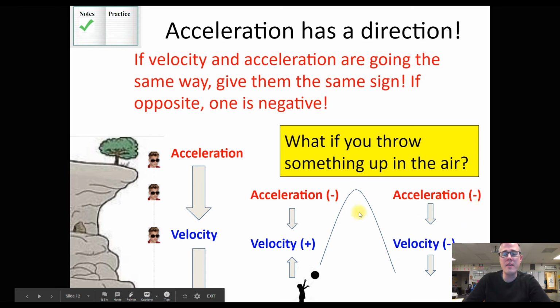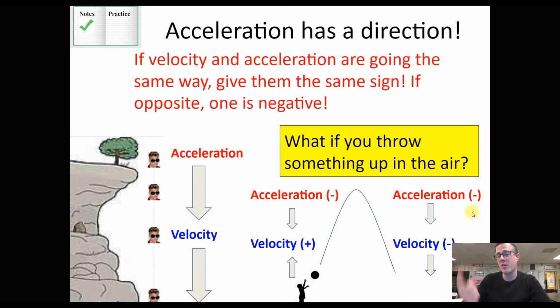But notice, gravity didn't change. Gravity always points in the same direction. But your object can be having velocities in other directions. Let's do a practice problem with this idea.